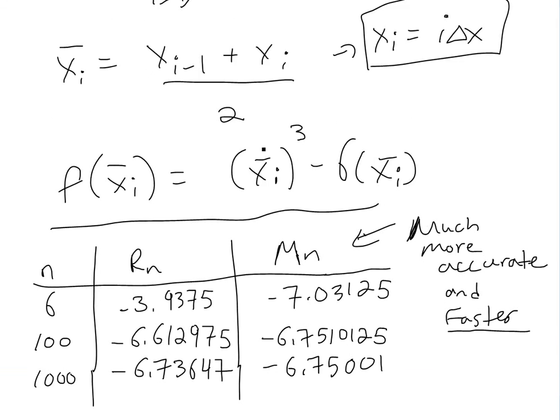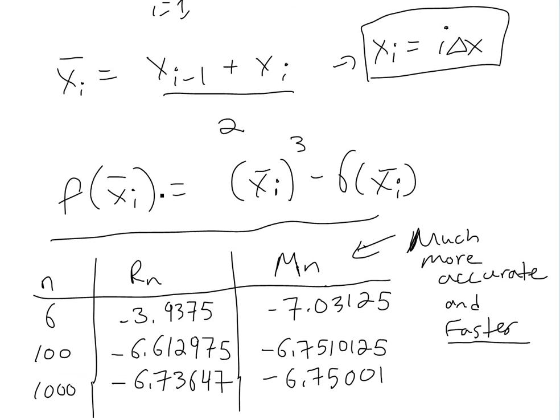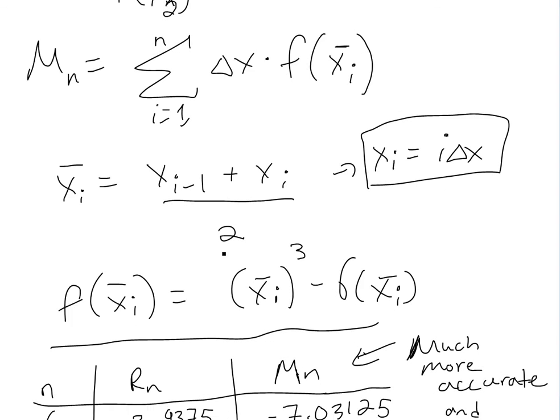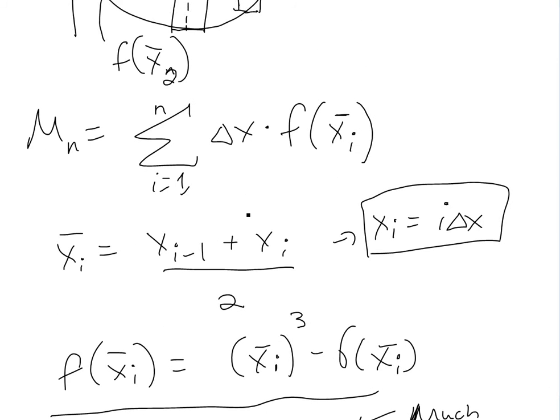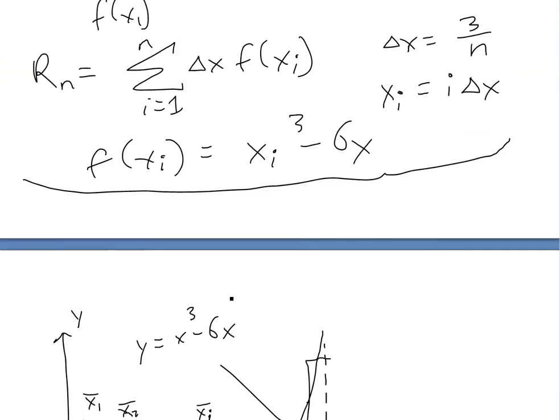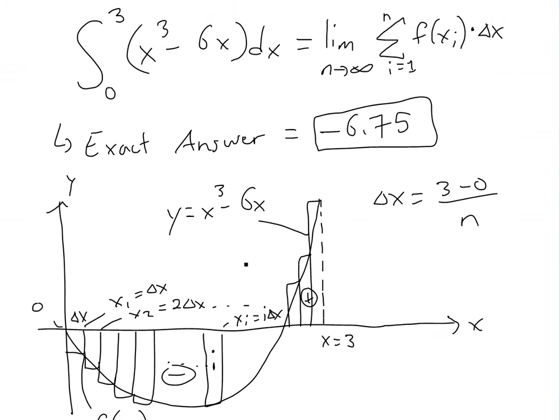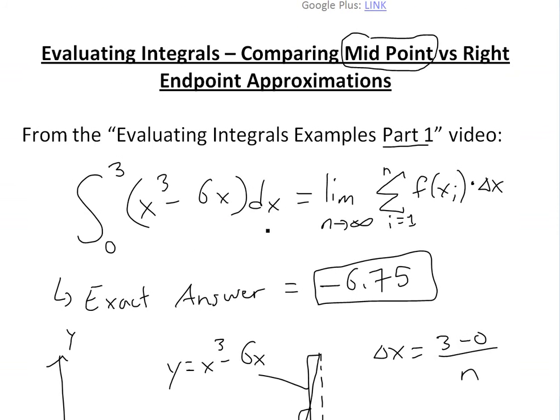Using the midpoint method would be better, but the right endpoint is just easier to write, because the xi is just i times delta x, whereas the midpoint is the average of your previous xi and your current xi. So that's why it's easier writing the right endpoint. But you can see the midpoint is usually the most accurate, and I just wanted to show that. Hopefully you learned from this.